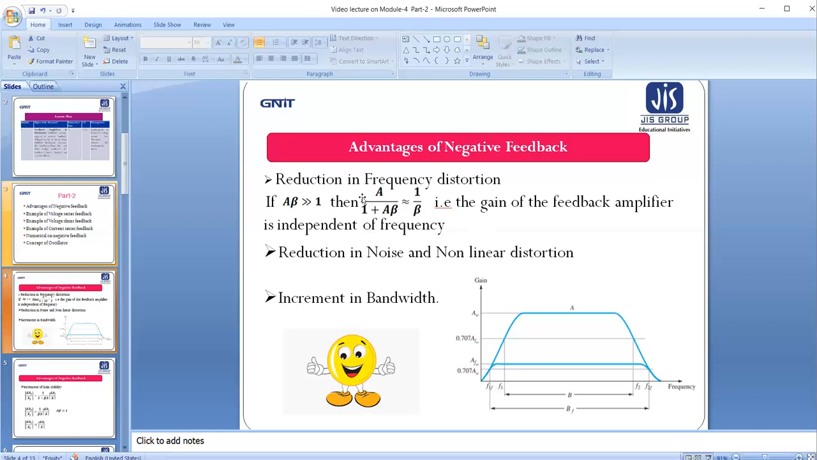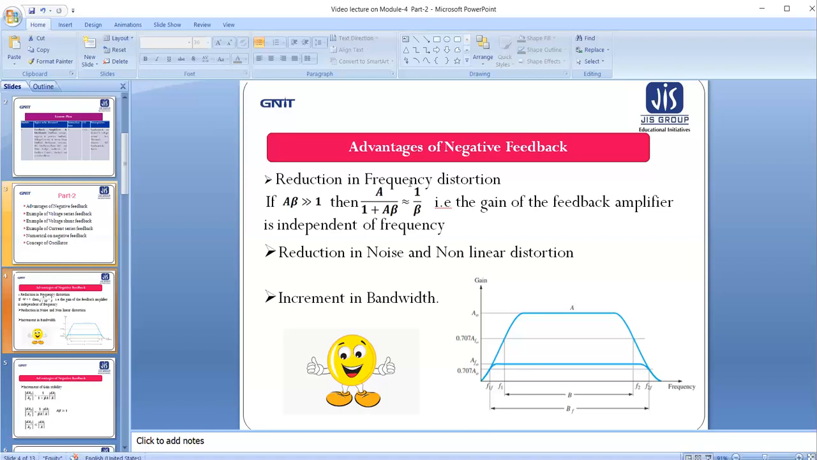And nonlinear distortion. Nonlinear distortion arises because the amplifier's active devices are basically square law devices, so they do not produce a linear response. That nonlinear response will again be reduced due to this 1 plus A beta term, and therefore the distortion will be lesser.